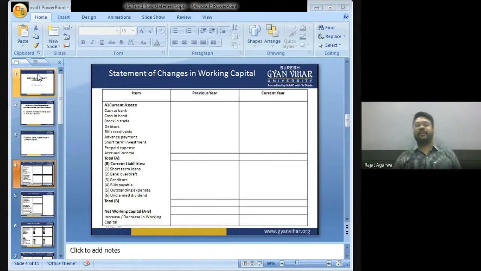In the previous year column, we will write the figures of the previous year. In the current year column, we will write the figures of the current year. Then from the total of A, the total of current assets, we will deduct the total of B, the total of current liabilities. The working capital formula is current assets minus current liabilities, so we will get the net working capital.